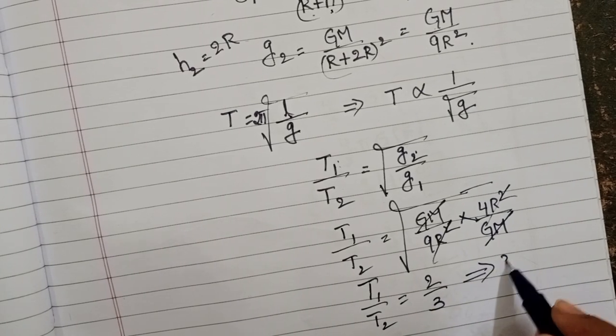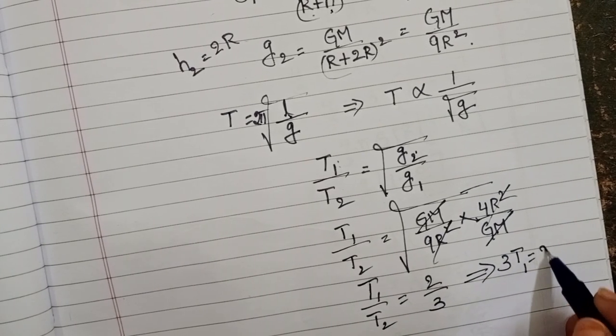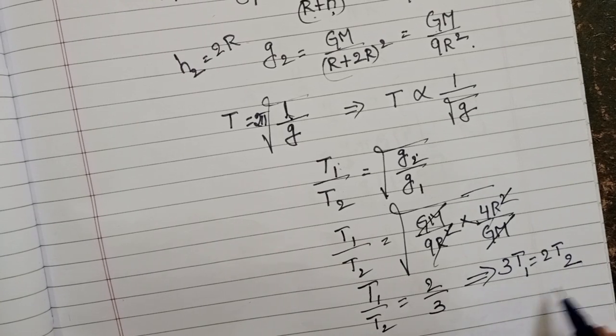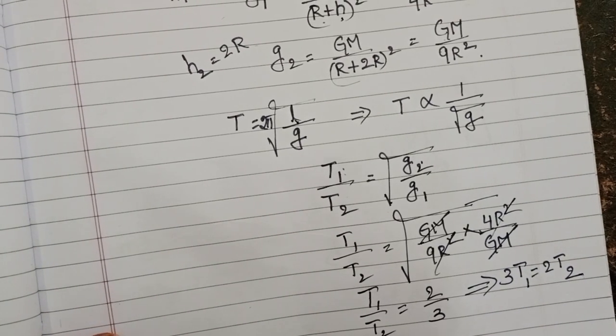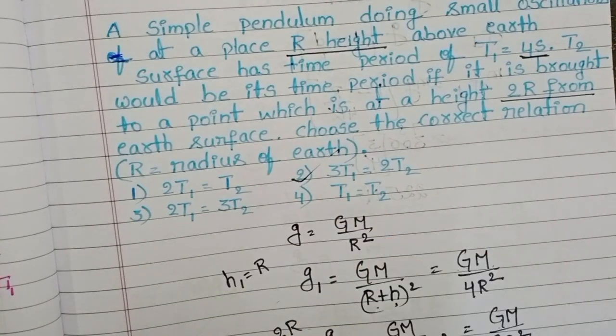Take cross multiplication. 3T1 is equal to 2T2. This is the relation between the given time periods. 3T1 equals 2T2. The second option is correct.